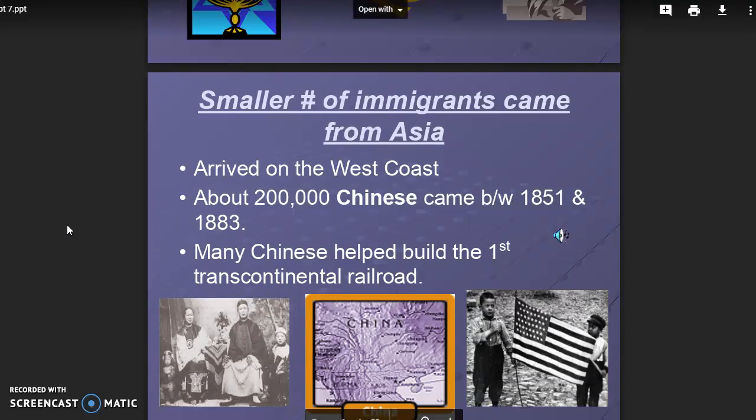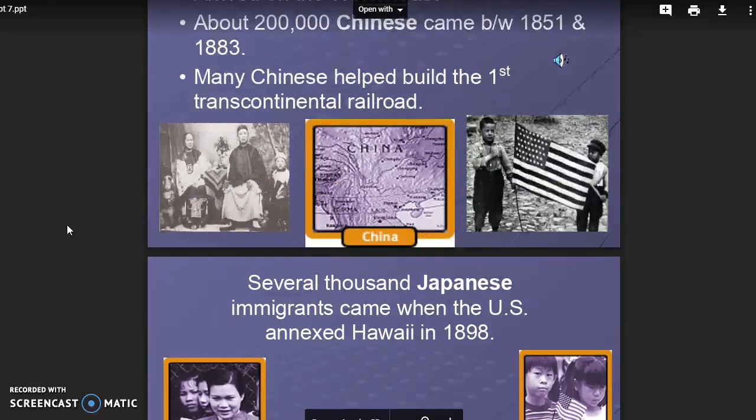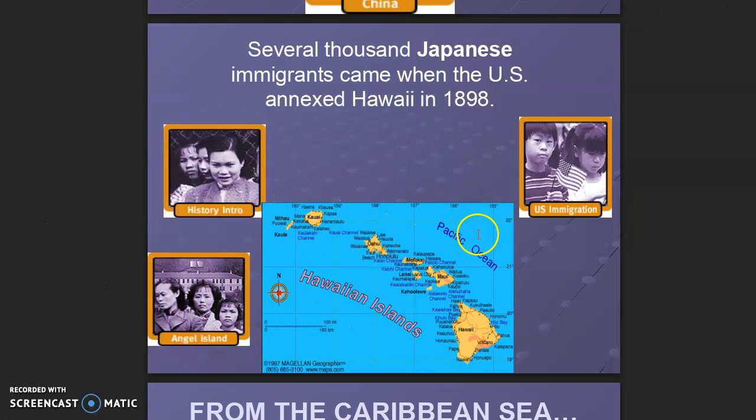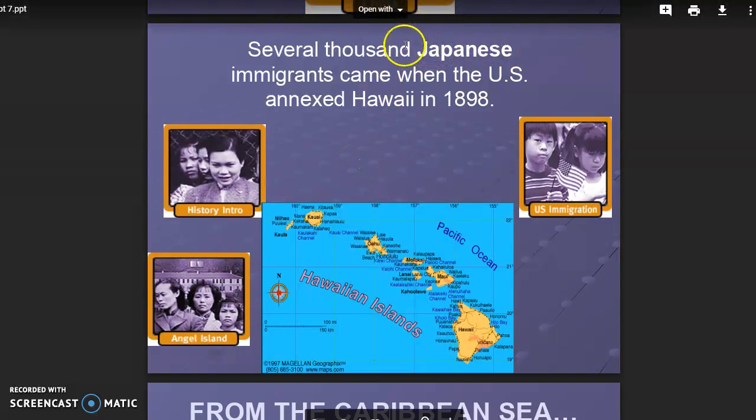Question number 4, in 1898, what did the U.S. annex and what group of people came to the United States? Annex is a fancy term meaning to take over. On this slide here, the United States annexed or took over Hawaii. And this is when it became part of our territory. And as a result, the people who came over, you can go ahead and write, were the Japanese. So for question number 4, you're going to write down the U.S. annexed Hawaii and the Japanese arrived in America.